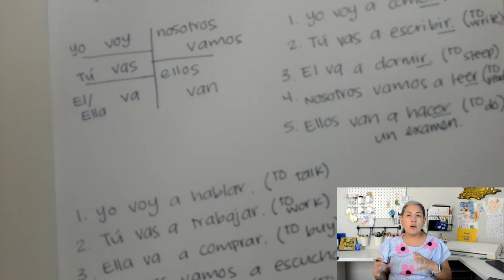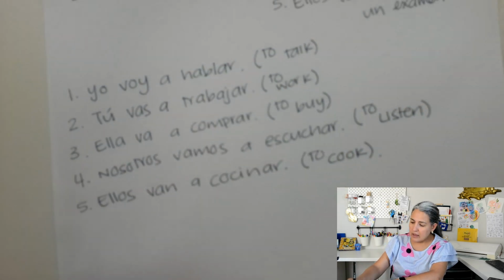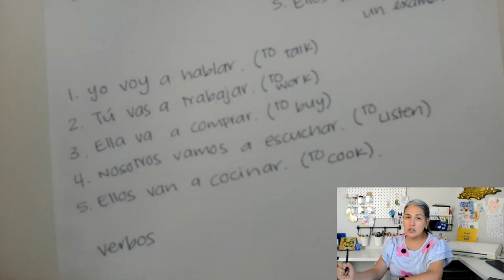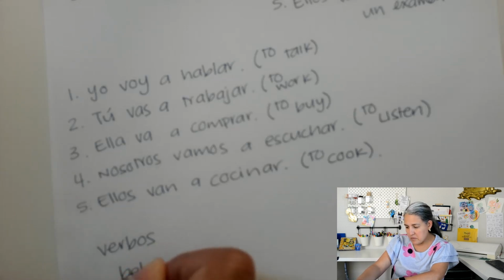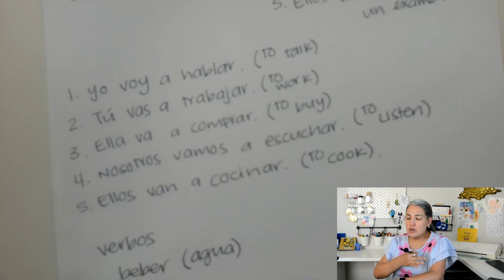I'll write a list of verbs so you can start making sentences. Start thinking, how can I add more things to the sentence I'm already making? What words do I already know? I'll write several verbs. I'll write next to it what you can add to it, and then you can practice by yourself. So, verbos. Again, you're not doing anything to the verb. You are just conjugating the verb ir. We haven't used beber. That means to drink. I'm going to put agua. You can add: yo voy a beber agua. Just adding more information to it.